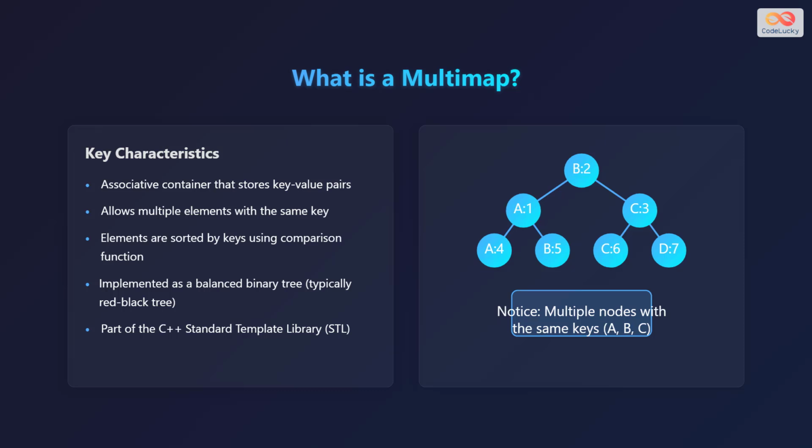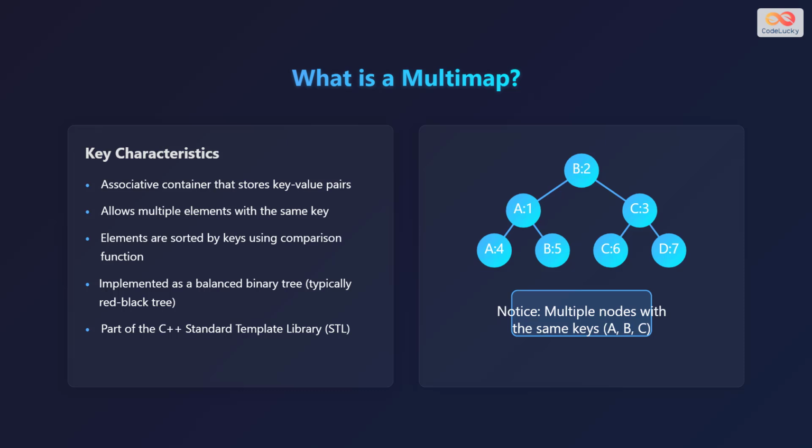Firstly, it is an associative container. This means it stores data in key-value pairs, similar to a dictionary. The most important feature of a multimap is that it allows multiple elements with the same key. In a regular map, keys must be unique, but in a multimap, keys can be repeated.